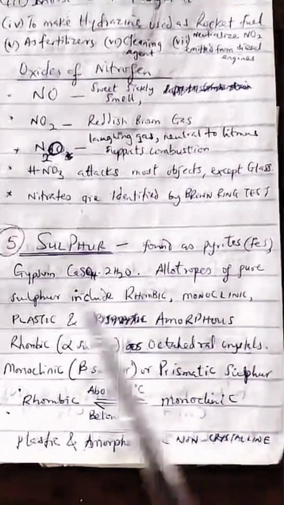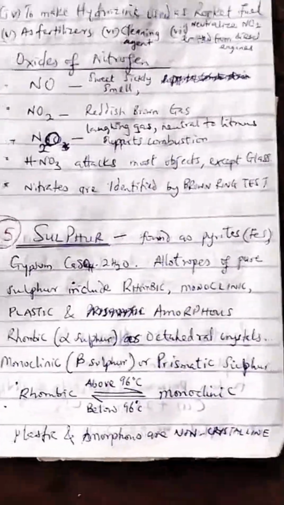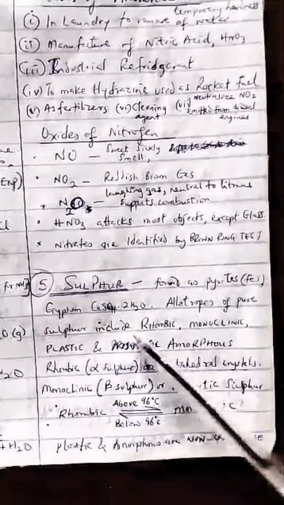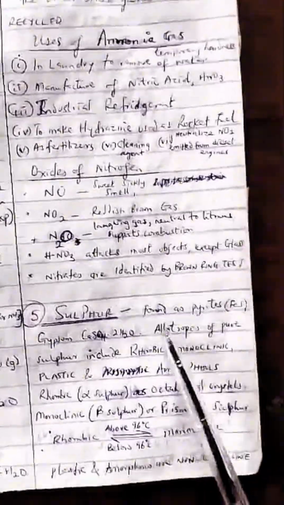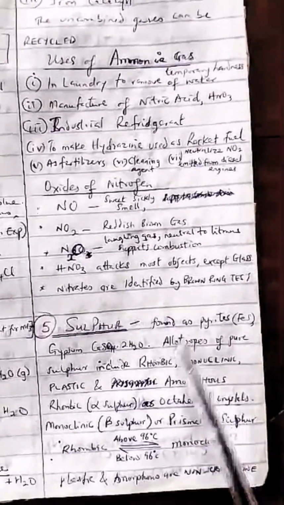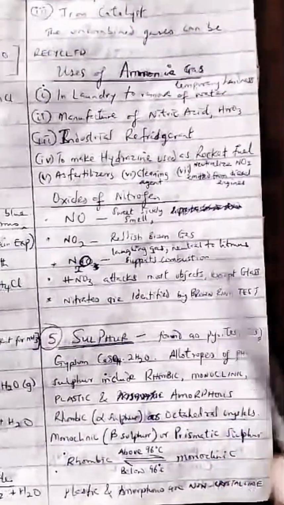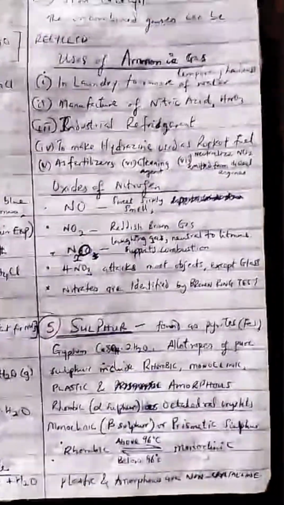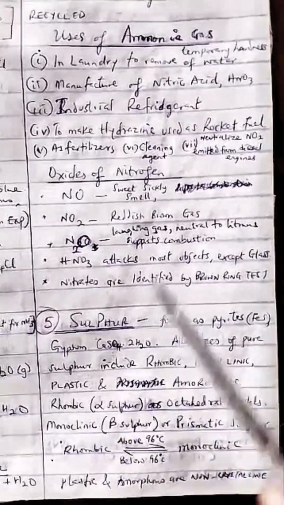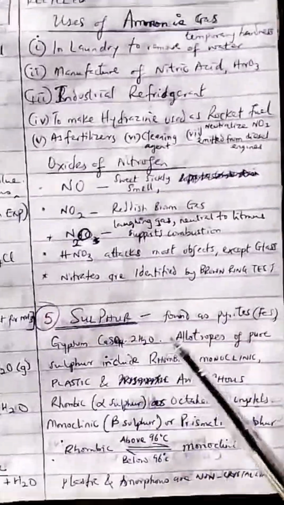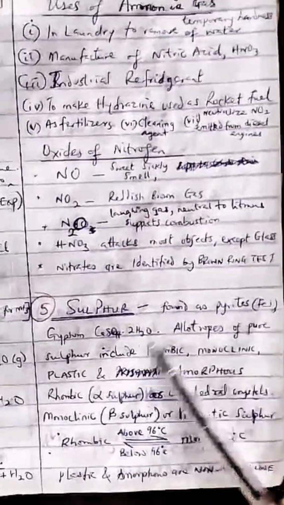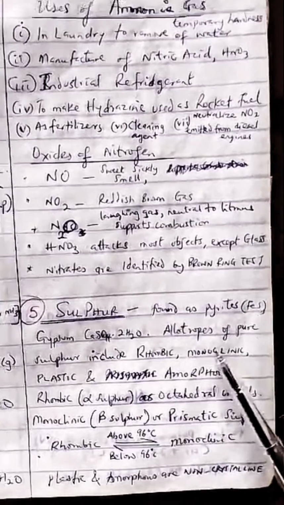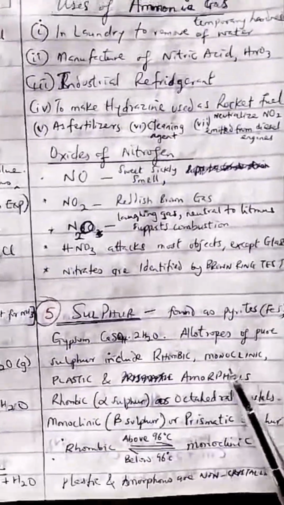Now sulfur has allotropes. Allotropes of pure sulfur include rhombic sulfur and monoclinic sulfur. Sulfur exists in different forms of the same element, and different forms of the same element are known as allotropes. They're the same element, but the atoms are arranged or bonded in different ways due to temperature and pressure. These forms include rhombic sulfur, which is usually crystalline, then monoclinic sulfur, plastic sulfur, and amorphous sulfur.